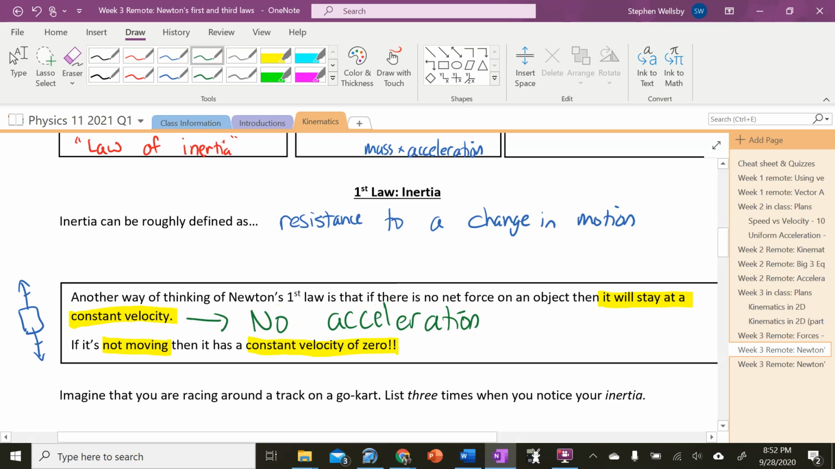Now, one common misconception is thinking about this as saying if the forces are equal, it's stationary. And that's not always going to be the case. It could be the case, as we see here, if it's not moving and the constant velocity is 0.